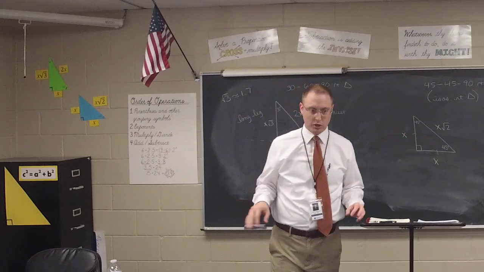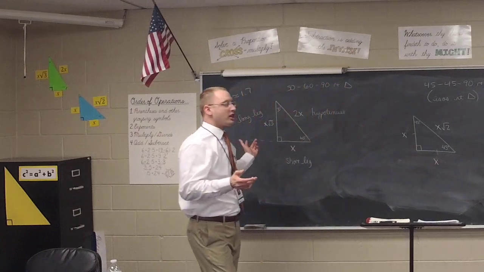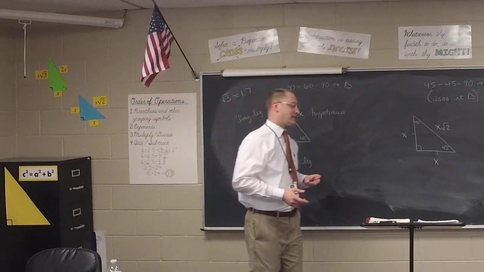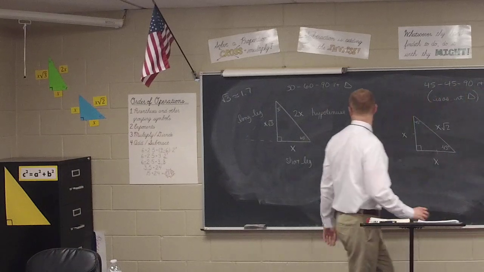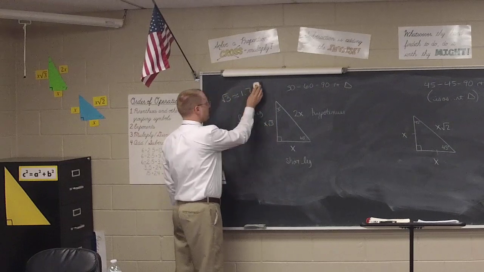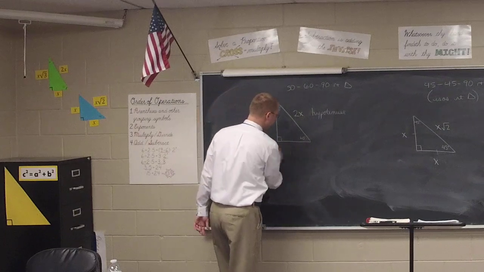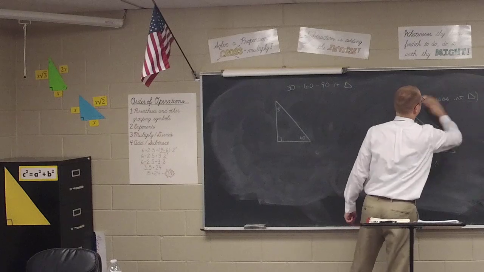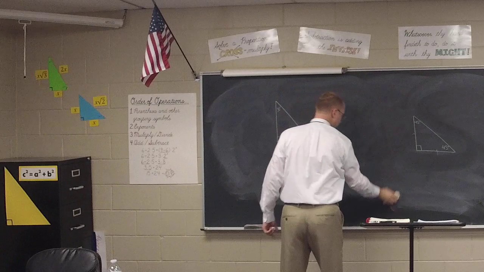Most right triangles, you need two sides. Use the Pythagorean theorem, get the third side. But for these triangles, just knowing one side enables you to find the other two. So anytime you're given one side of a special triangle, you can use these relationships to find the other two sides. Let me show you how it's done. Maybe on the back side of the paper. Let's go ahead and write some things down here.